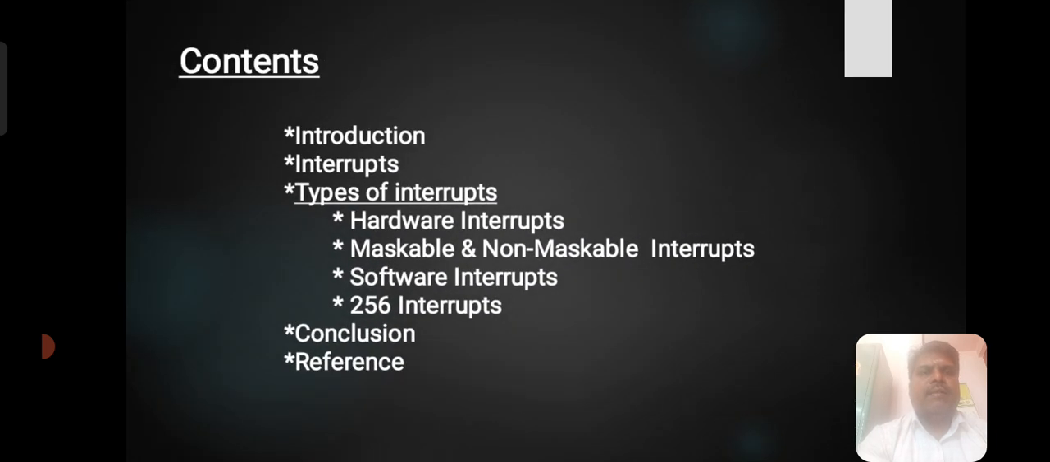In this video, I am going to discuss the introduction to interrupts, the definition of interrupts, and the various types of interrupts. There are two types of interrupts available. One is hardware interrupts, which are further classified as maskable and non-maskable interrupts. Then software interrupts, which are further divided into 256 types of interrupts. Then the conclusion, and some future references included in this interrupt.